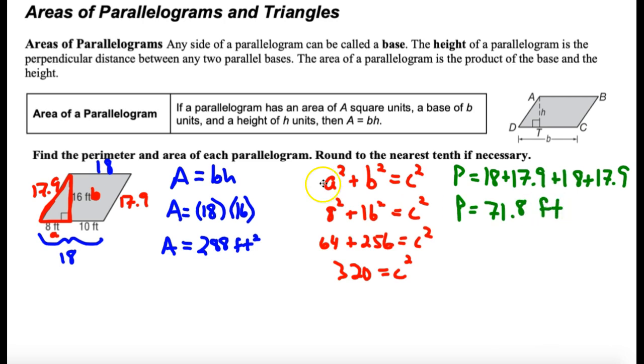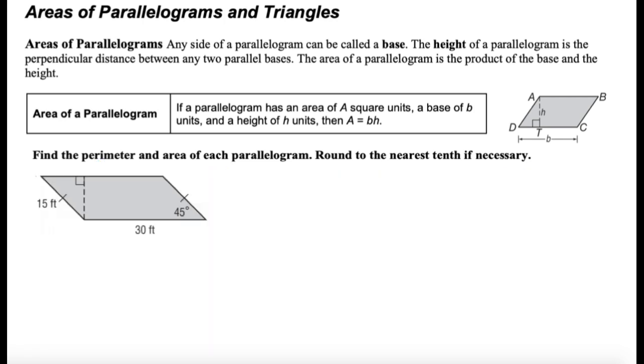So for all of these problems, we need those same two pieces of information to find the area. We need the base and the height. And then to find the perimeter, we need all four sides. Sometimes we may have to solve for a missing piece. In this case, we needed to use the Pythagorean theorem to find a missing piece. Let's take a look at another example where we need to find a missing piece.